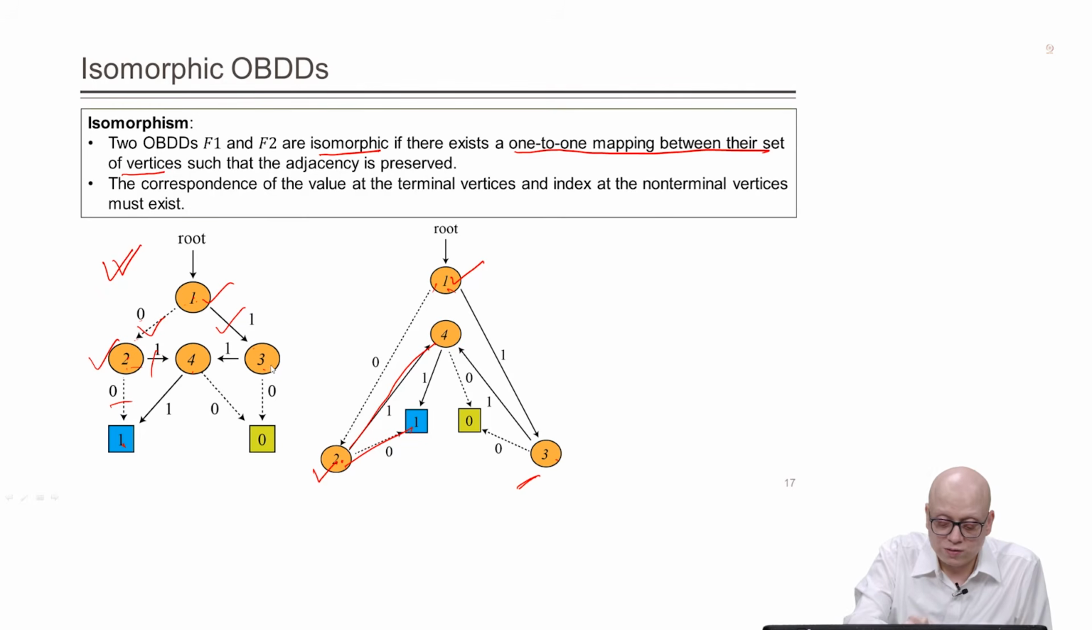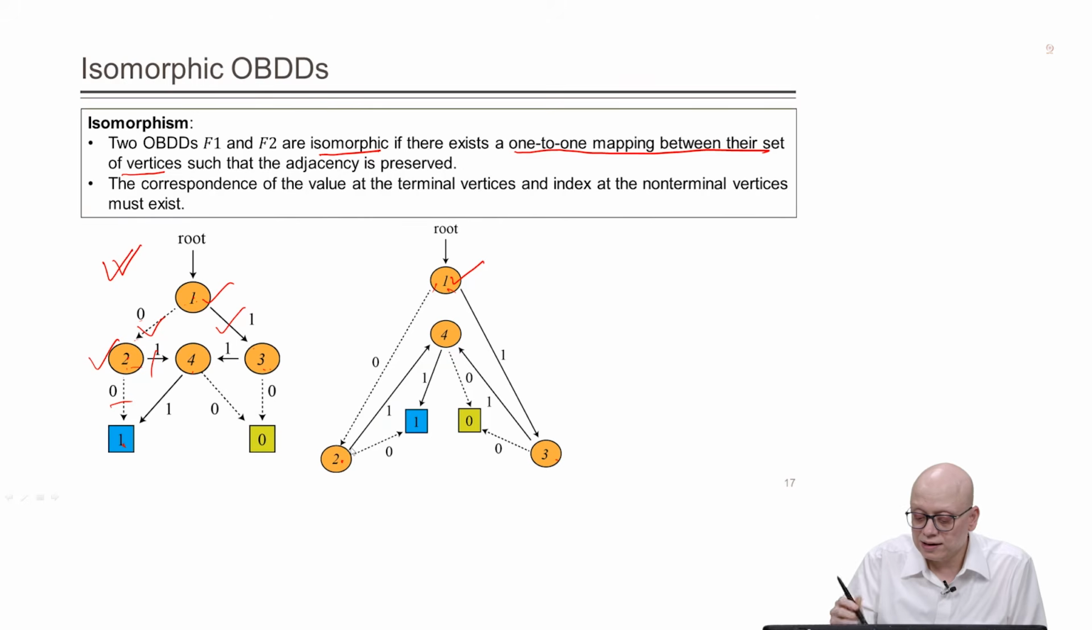Now, let us look into the vertex 3. For the vertex 3, we see that the 1 edge goes to 4, and the 0 edge goes to 0. Therefore, the correspondence of edge and the adjacency list is established for 1, 2, 3 vertices.